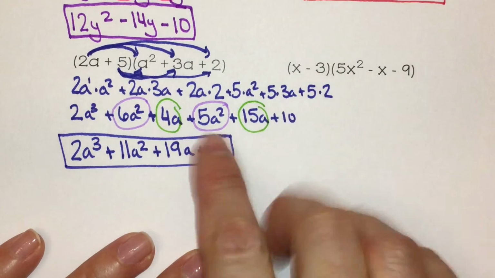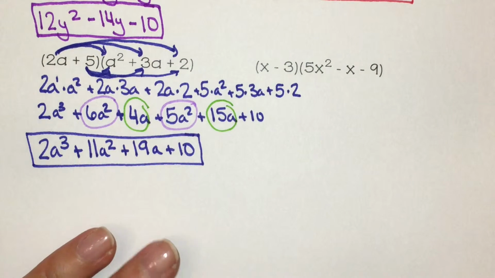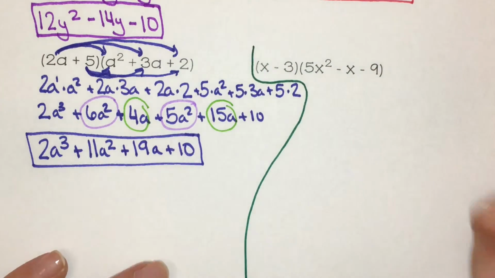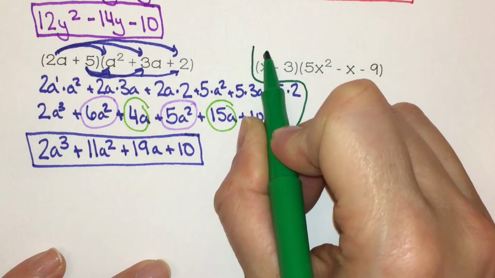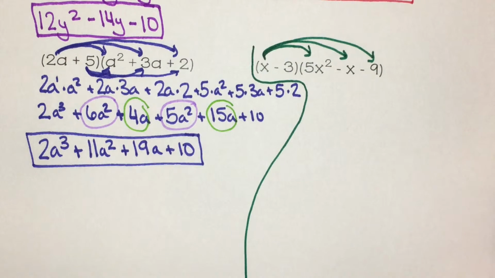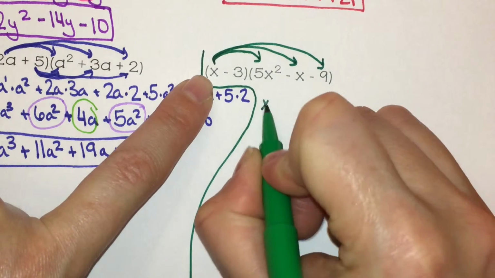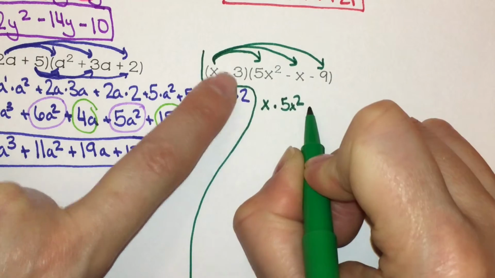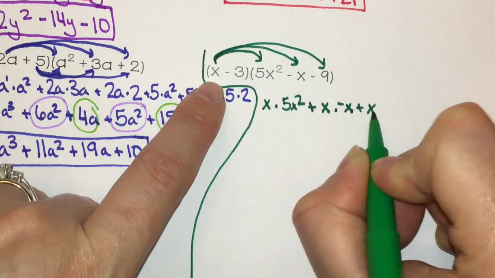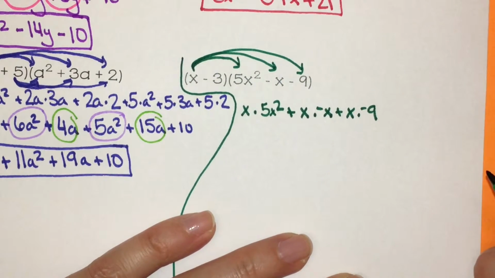Over here, I kind of ran my last problem into this problem, so I'm just going to make sure I don't confuse the two problems. Distribute that first term in the first parenthesis with everything in the second parenthesis. This one has a lot of minus signs in it, so be very careful. Pay attention to each subtraction sign. So we have x times 5x squared plus x times negative x plus x times negative 9. Again, paying attention to those minuses. I'm treating them as negatives.